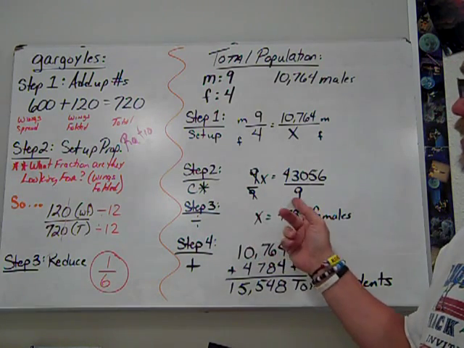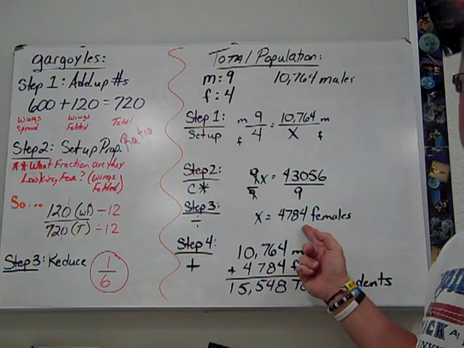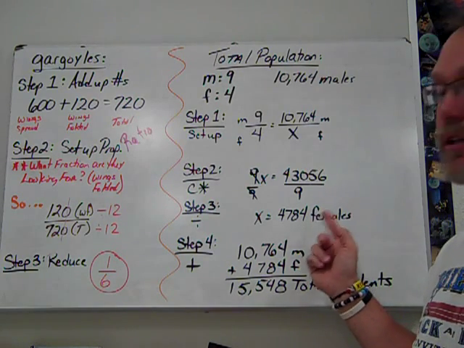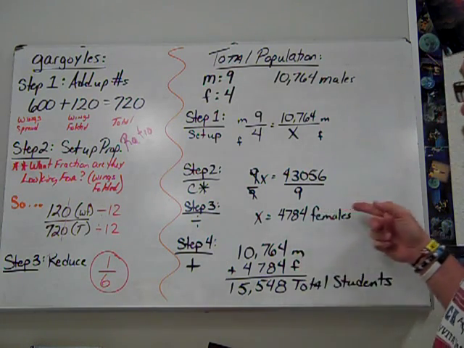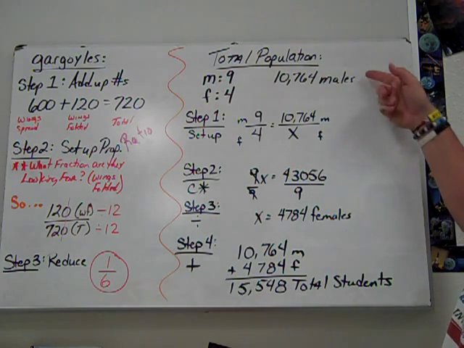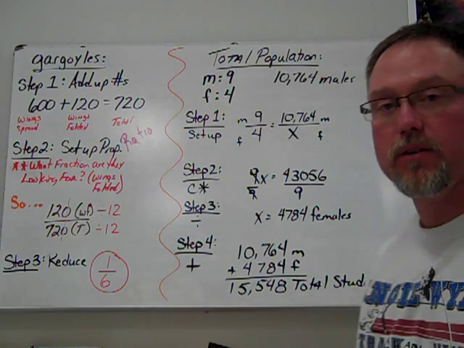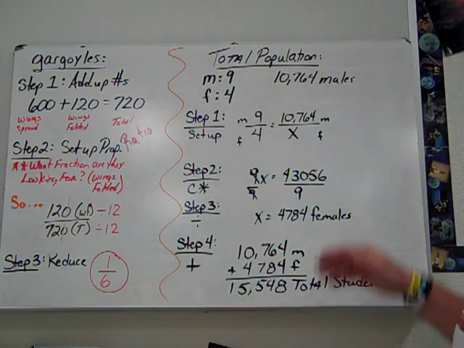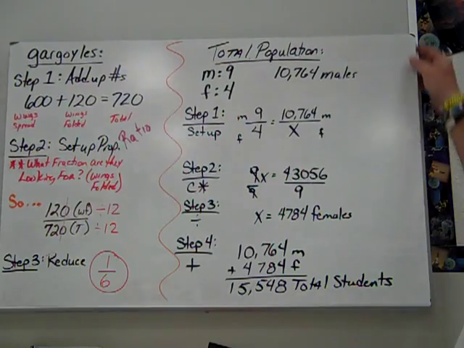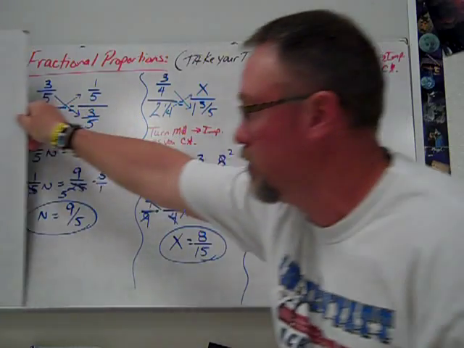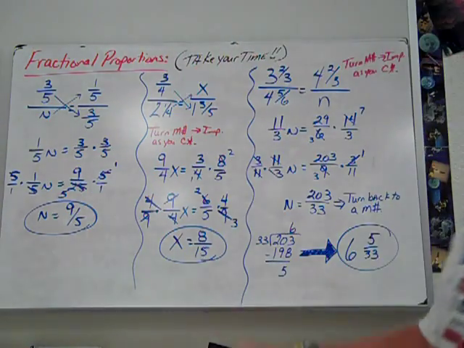Our step 3 is we're going to divide. That gives us the total amount of females, but we still need the total population. So we're going to take these two numbers for the males and females, and add them together and get our answer of 15,548. So it's a way of making sure that you read the question to understand what they're actually having you find.